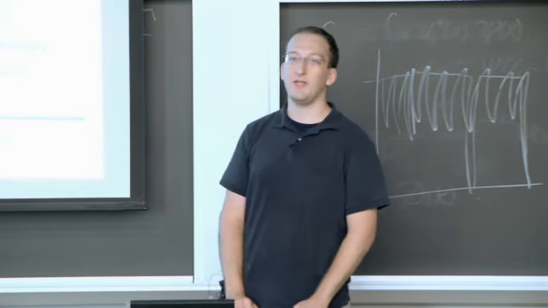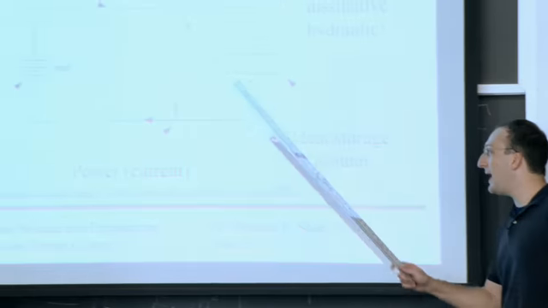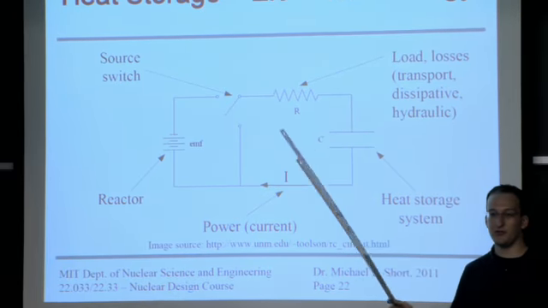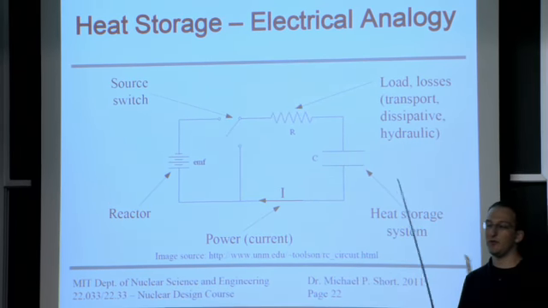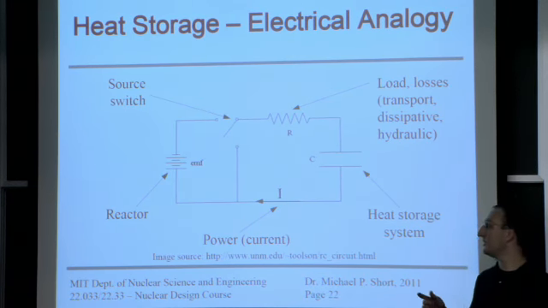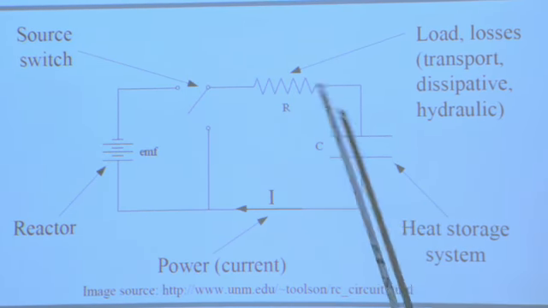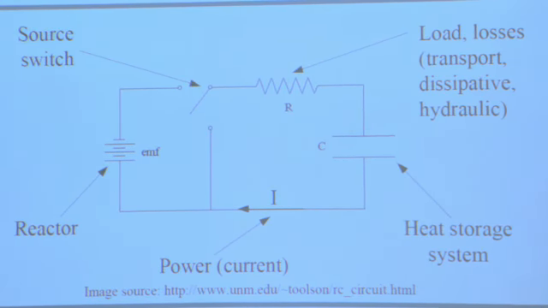So here's an electrical analogy to a thermal system with heat storage. The battery over here would be the reactor. This is your source of power. And you would like for that reactor to either be on or off. You don't want to start changing resistances. You can switch on or off this source. So let's say you lose connection to the grid. That would be like switching it off.